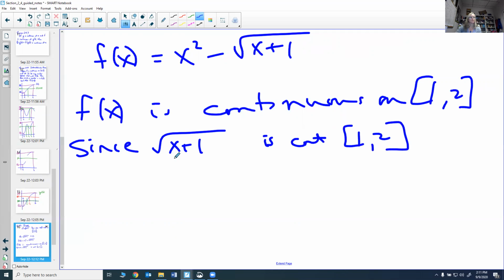If you were to look at this, put 1 in there, 1 plus 1, you get the square root of 2. Put 2 in there, you get the square root of 3. And x plus 1 has to be greater than or equal to 0. And so everything works out. x squared is always continuous.